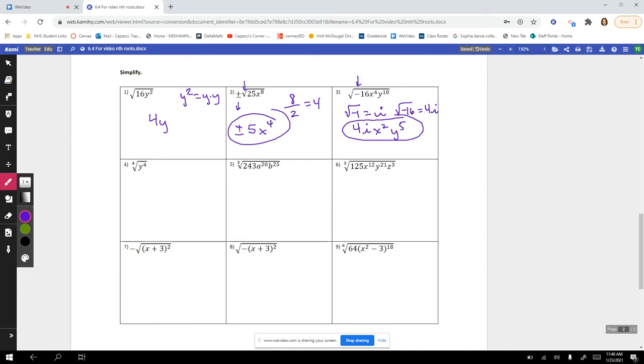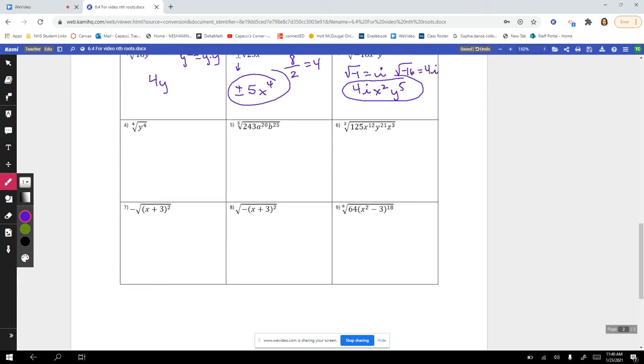Okay, now we're going to move on to roots other than the square root. So y to the 4th we know is y times y, there's 4 of them, right? So when I take the 4th root of y to the 4th, I get y to the 1st. Final answer.